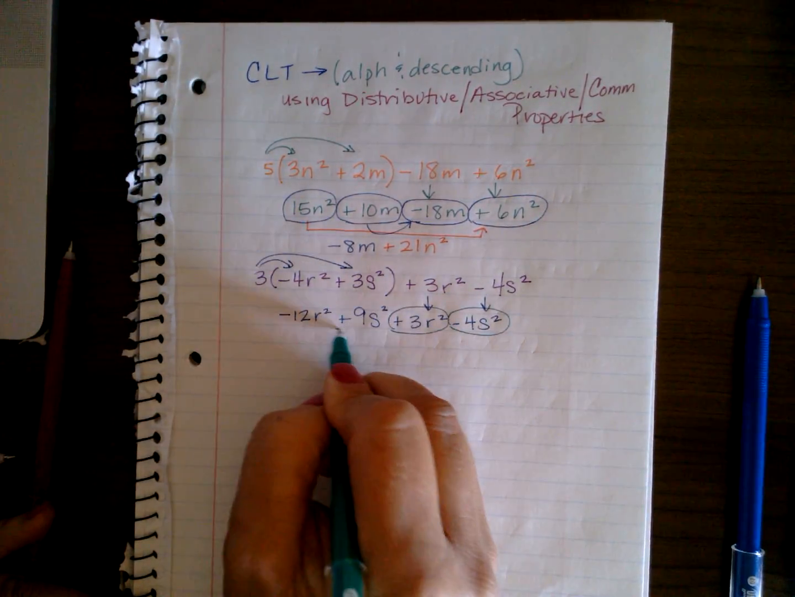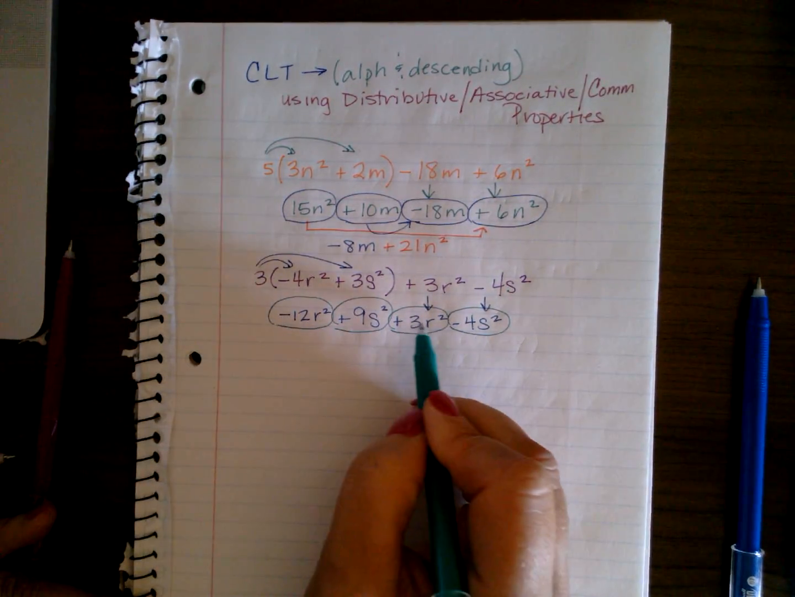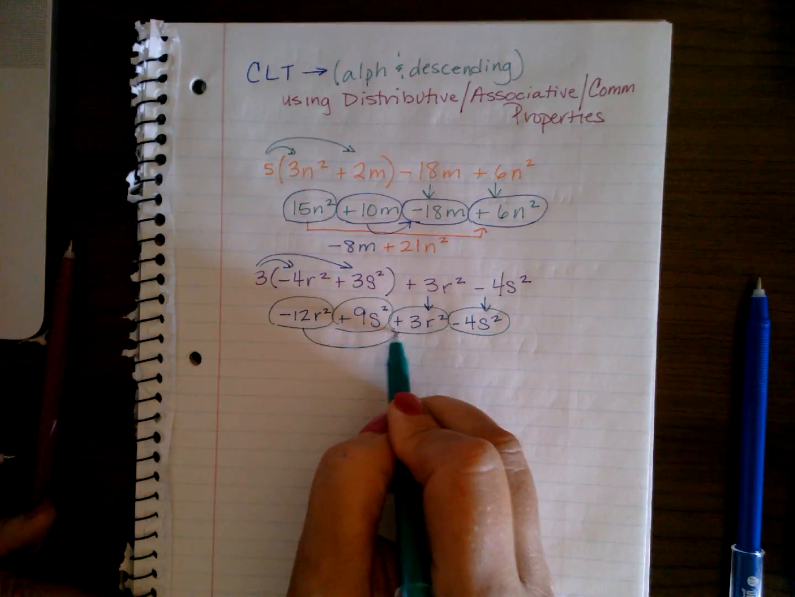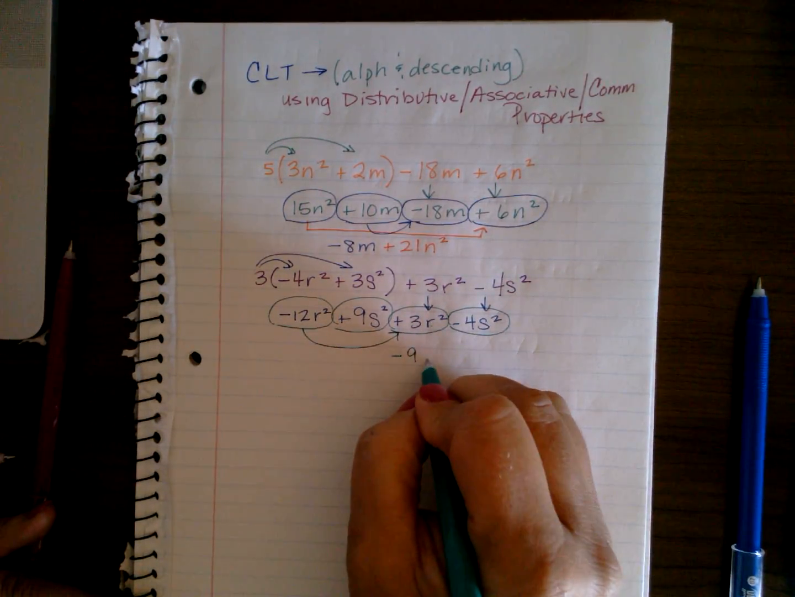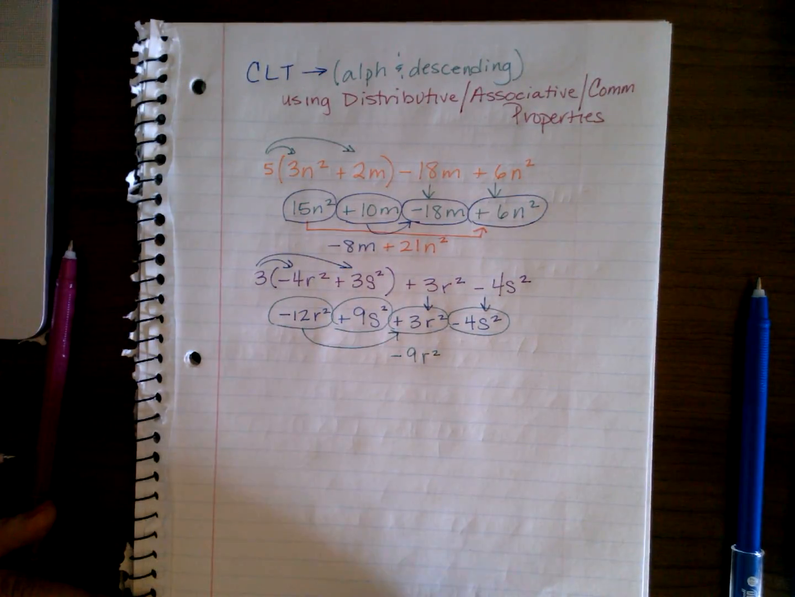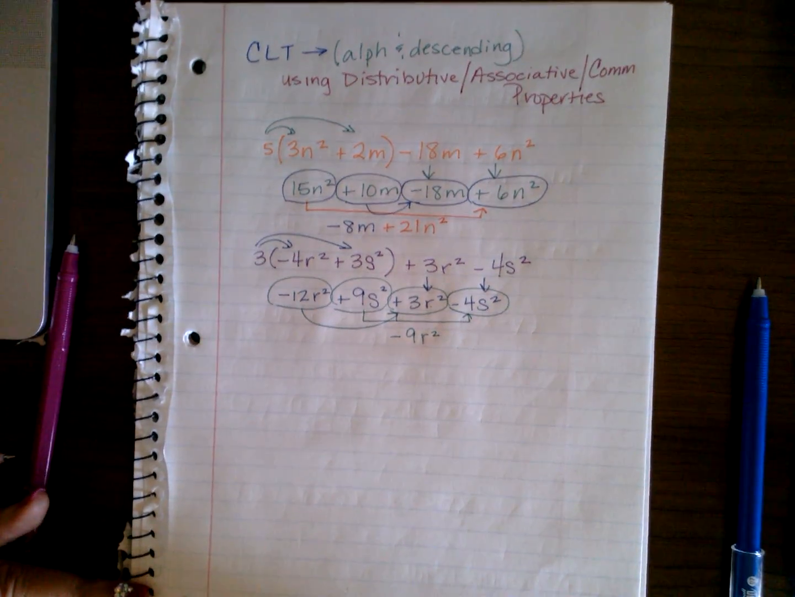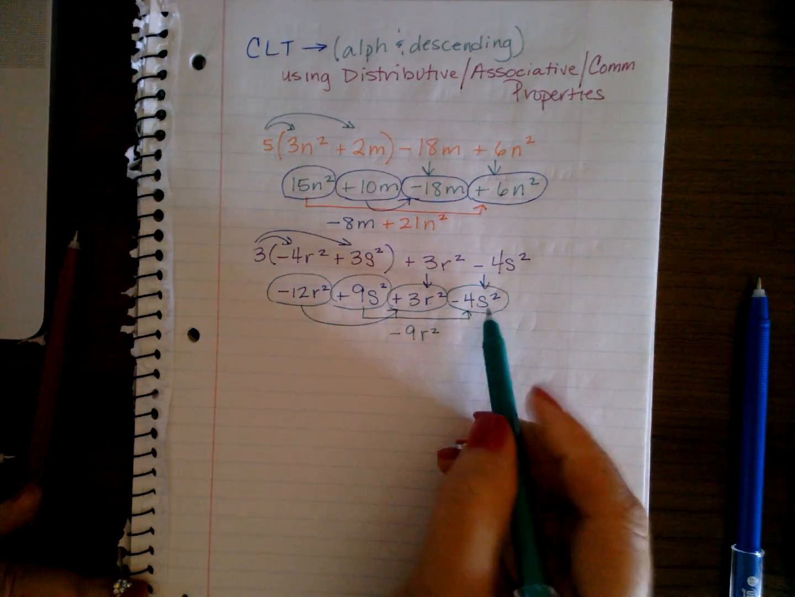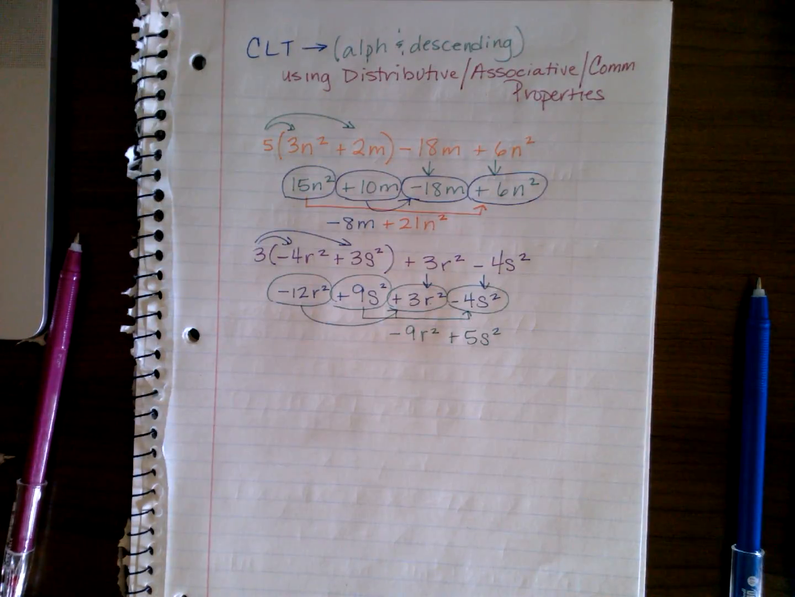Combining my terms, r comes before s. R squared's in both bubbles, so I will use the associative property and combine to get a total of negative 9r squared. Those are both s squareds. 9 minus 4 is positive 5s squared.